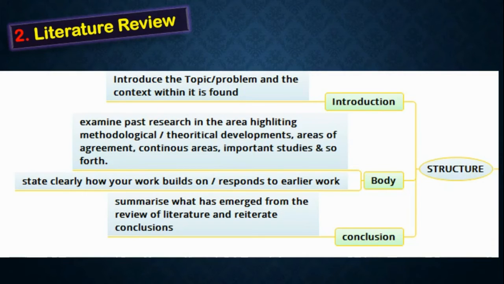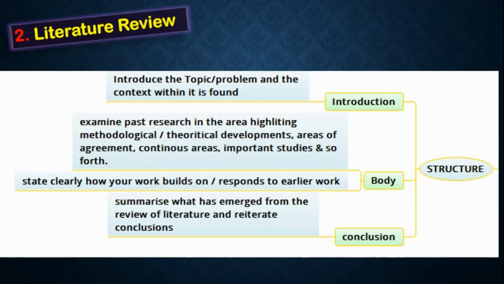The last one is talking about structures. The structure of a literature review commonly starts with the introduction. Introduction here means to introduce the topic or problem and the context within which it is found, as a background. Give an overview of the main point of each source, and combine them into a coherent whole. That's the introduction. The next one is the body.